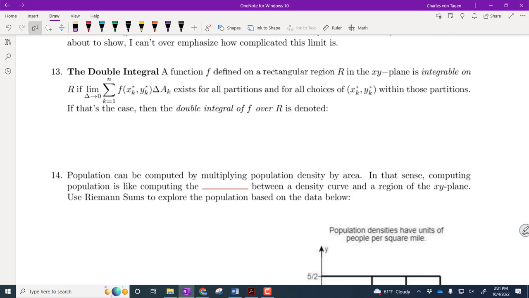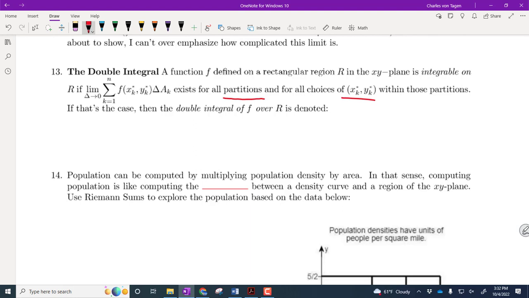Now this limit has to exist for all partitions. What's a partition? It's the way you chose to chop up your domain. How many ways could you chop up the domain? Infinitely many. Uncountably many ways. And it has to work for all choices of xk star, yk star. That was your representative point from within each one of those regions. So the function has to be well behaved enough so that regardless of how you create your partitions and then refine them, and regardless of which points you choose from within your partition and then adjust as you refine, the limit has to exist, meaning it has to come out to the same thing every single time.